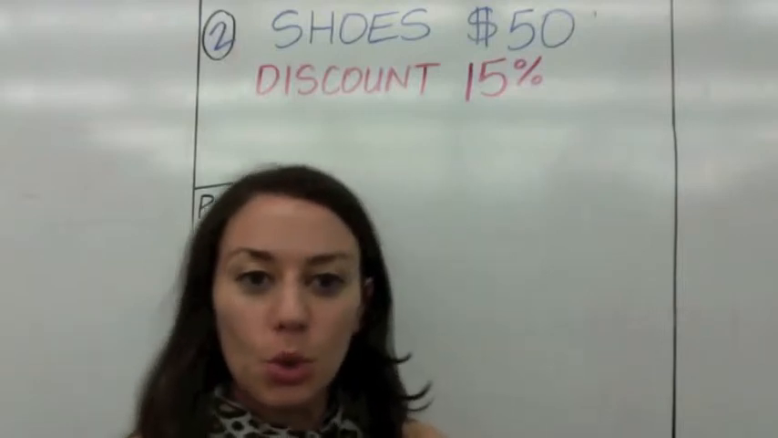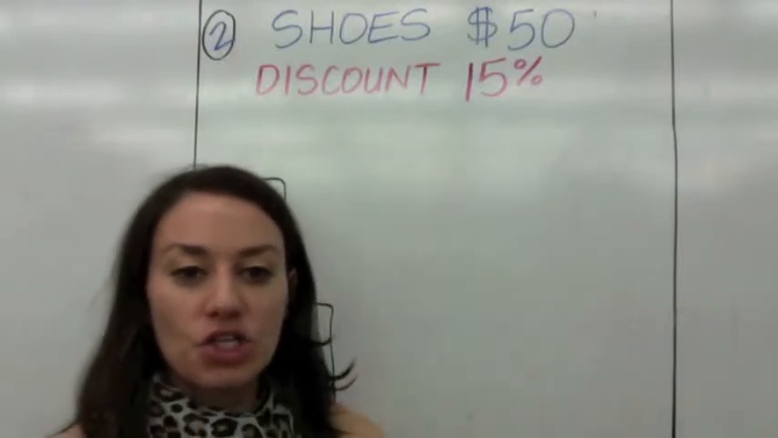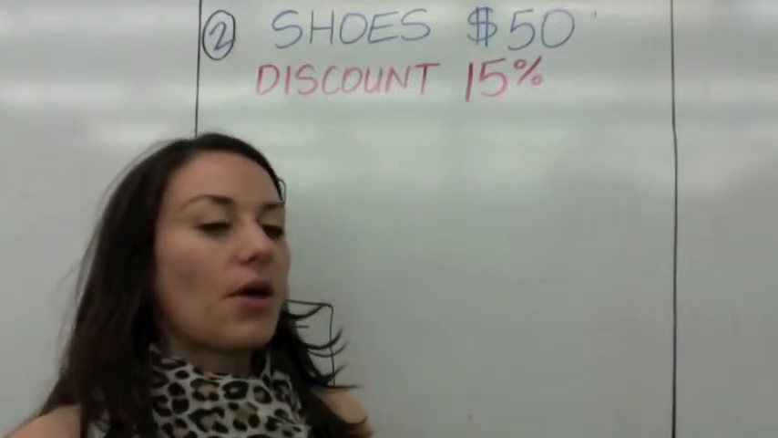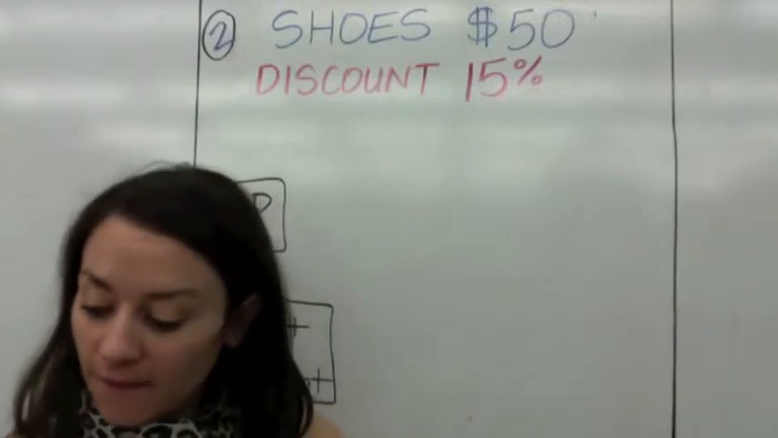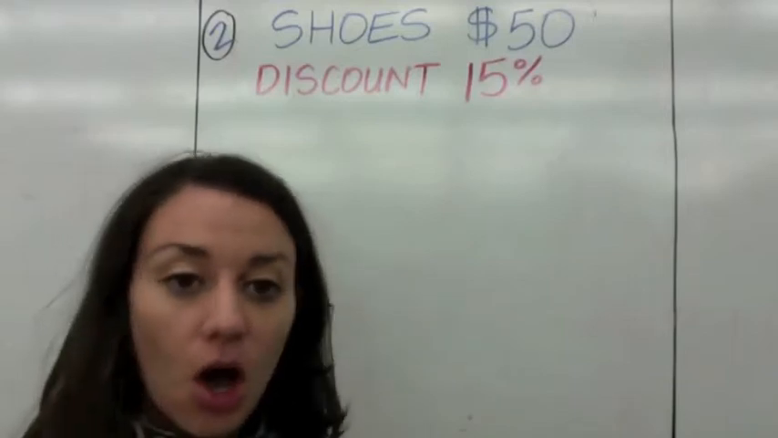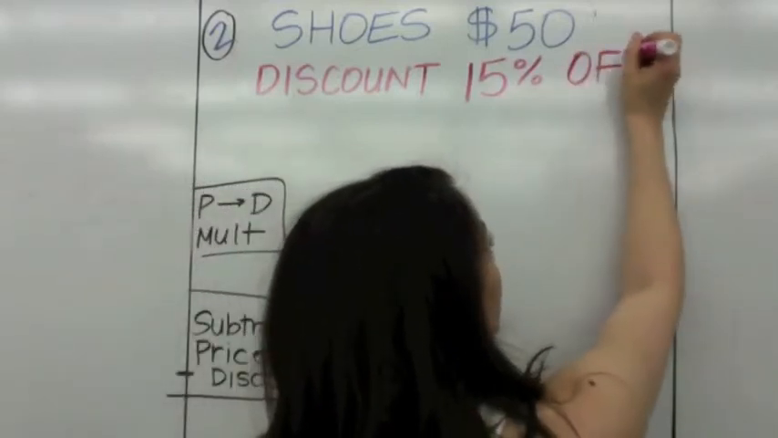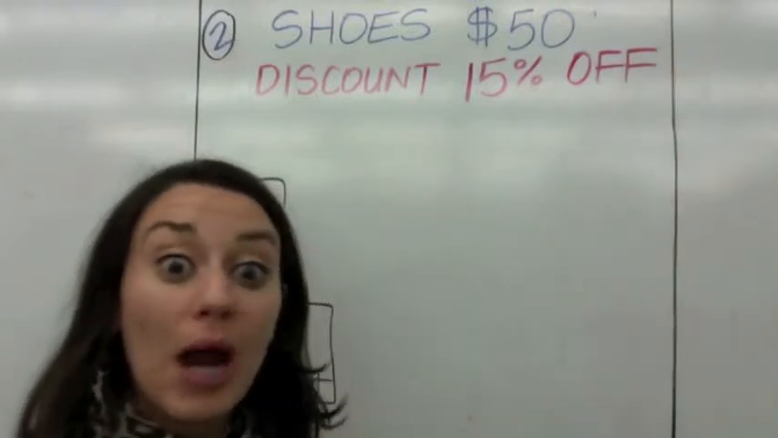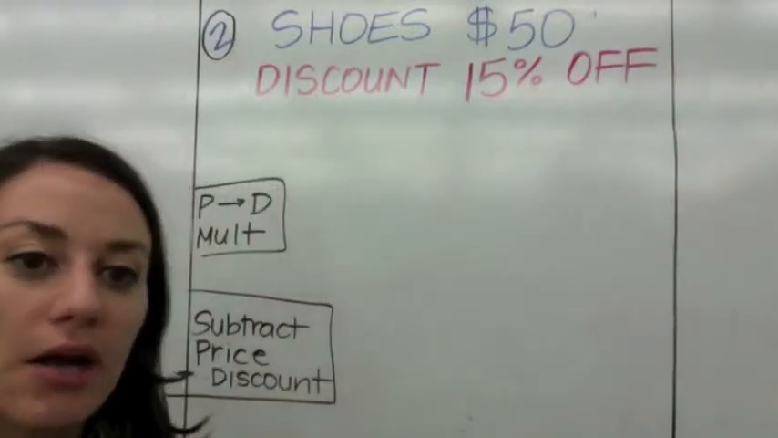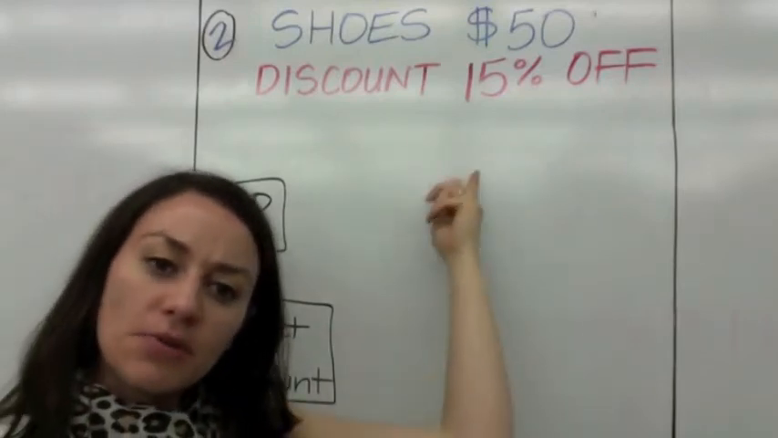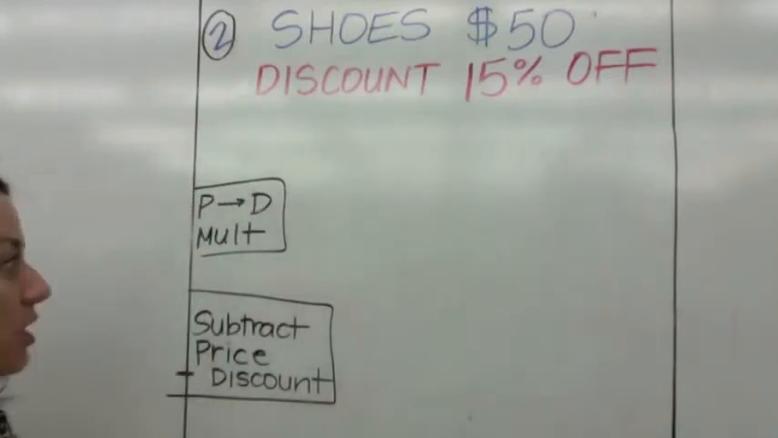Okay, number two. Let's say you want to buy shoes, and the shoes are $50. Okay, but they're on sale for 15% off. So that's a discount. Discounts, remember, you're going to subtract them. Okay, but you can't subtract first. How do you figure out what is 15% of 50? What's the first thing you do?